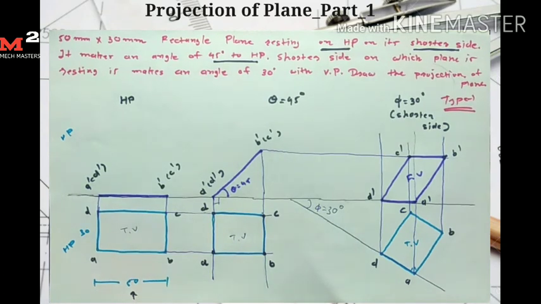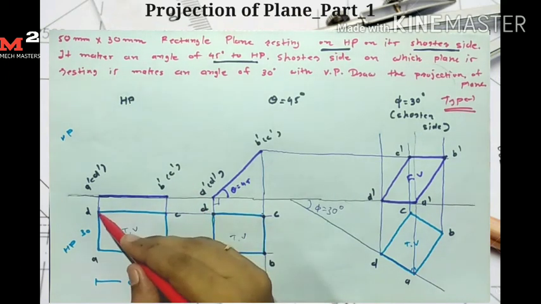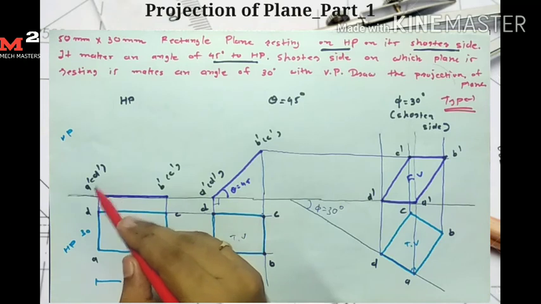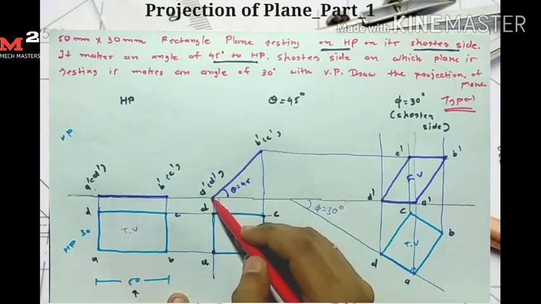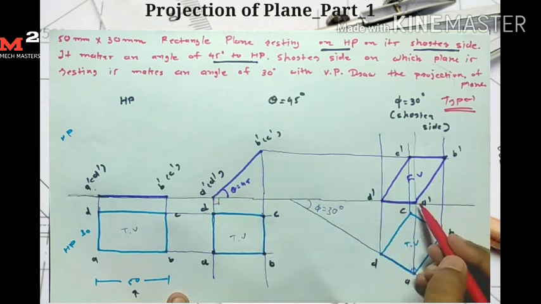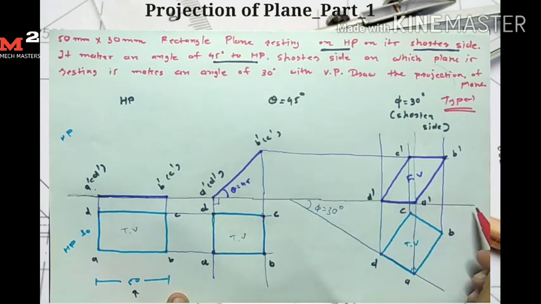Here, after completing the question, you just need to check that the side or point on which the plane is resting is always on the reference line. Here we take the plane resting on side AD, so we check points A and D on the reference line. In the first stage, points A and D are on the reference line. In the second stage, points A dash and D dash are on the reference line. In the third stage, A dash and D dash are on the reference line. So our answer is right.